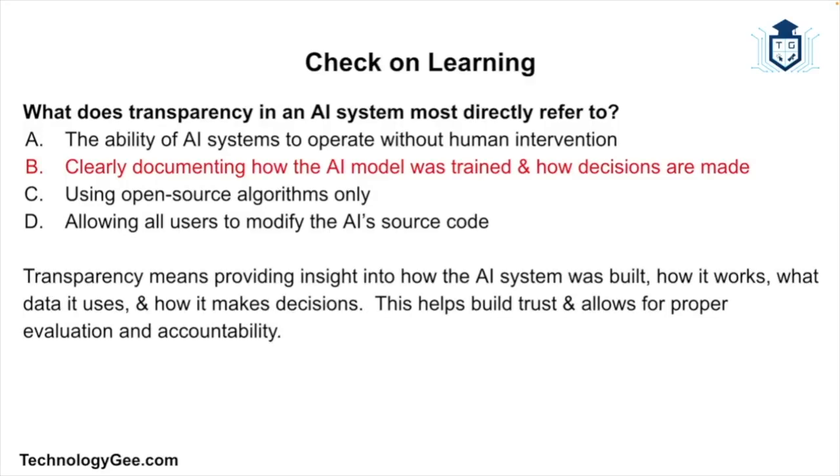And the correct answer is it is clearly documenting how the AI model was trained and how decisions are made. So, transparency means providing insight into how the AI system was built, how it works, what data it uses, and how it makes decisions. This helps build trust and allows for proper evaluation and accountability.